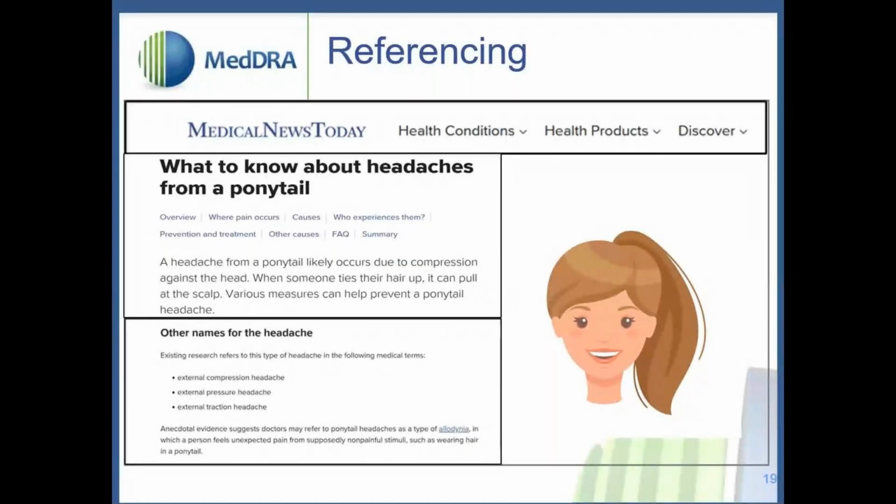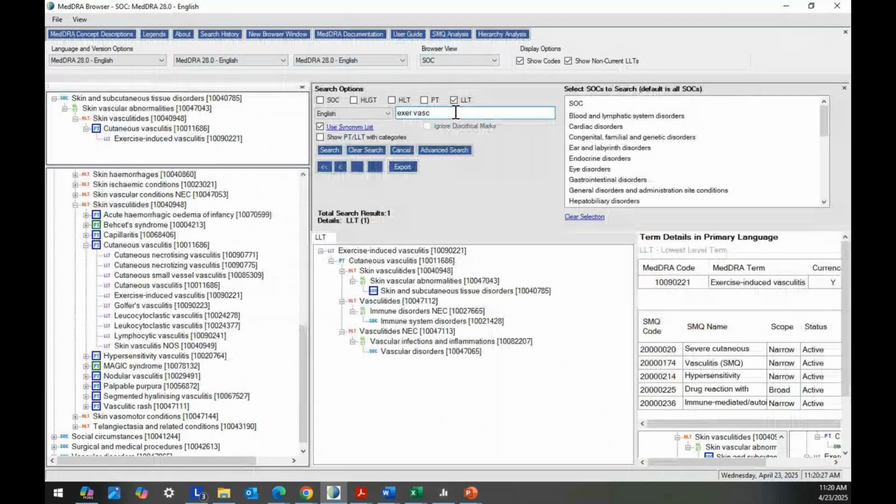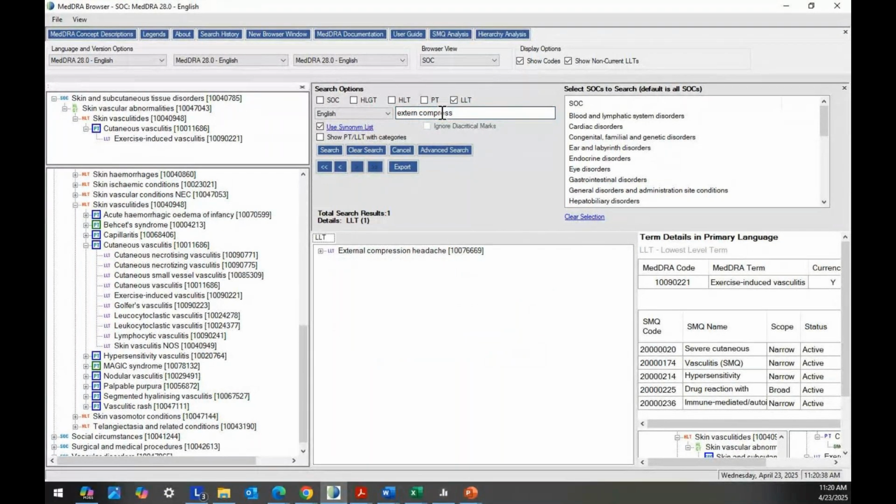So what I'm going to do is go into my browser again and see what the medical term was. Since one of the medical terms they said was external compression, I'll look that up. Is there such a term, the medical term that my reference said? So yes, external compression headache is there.